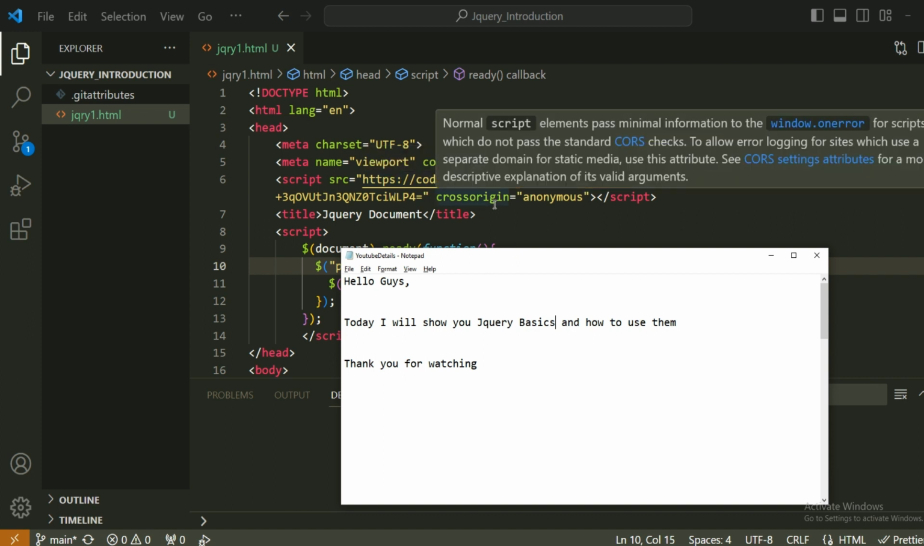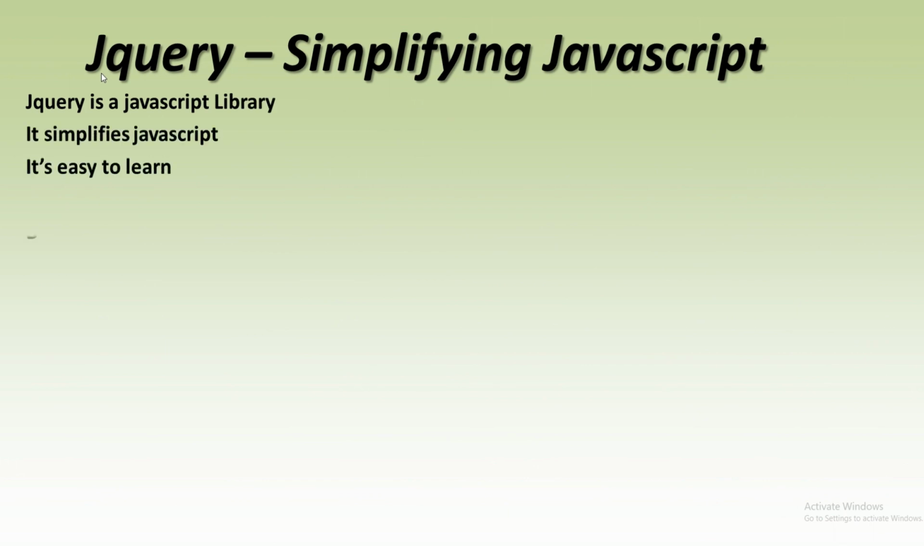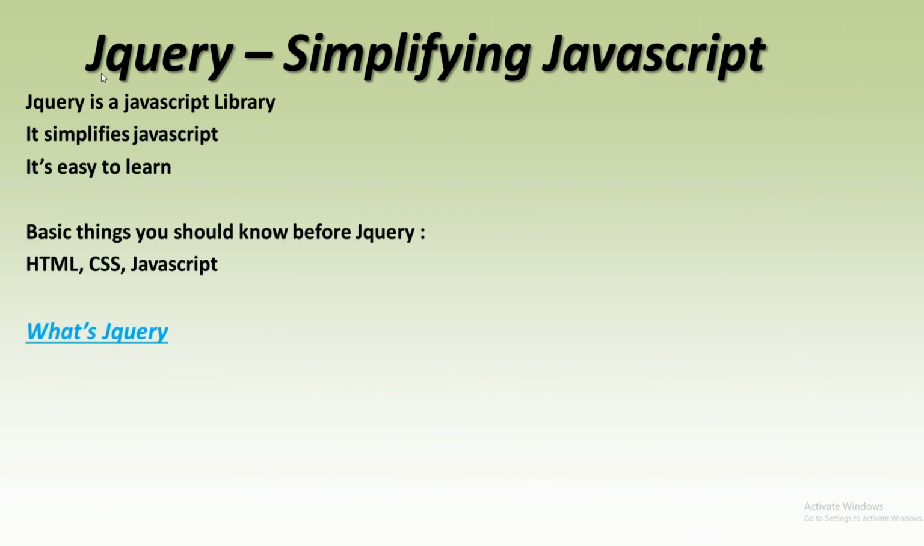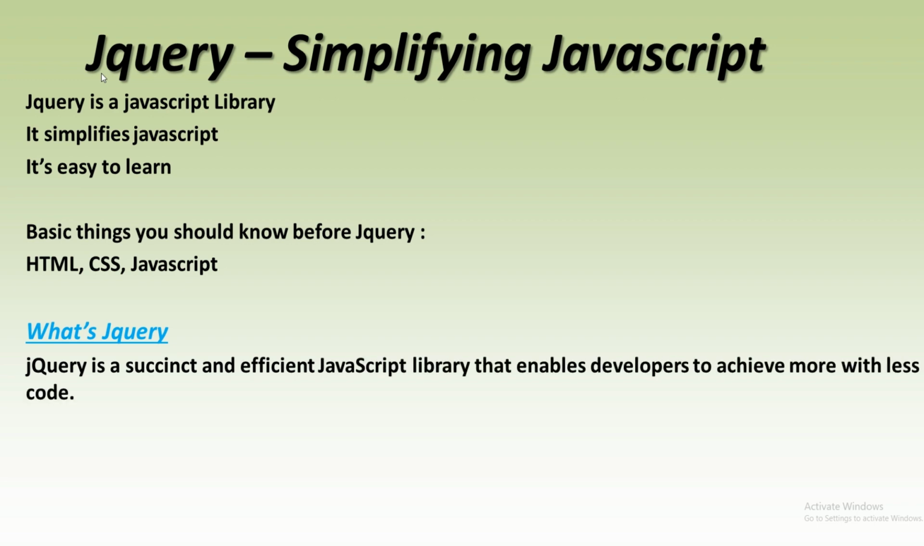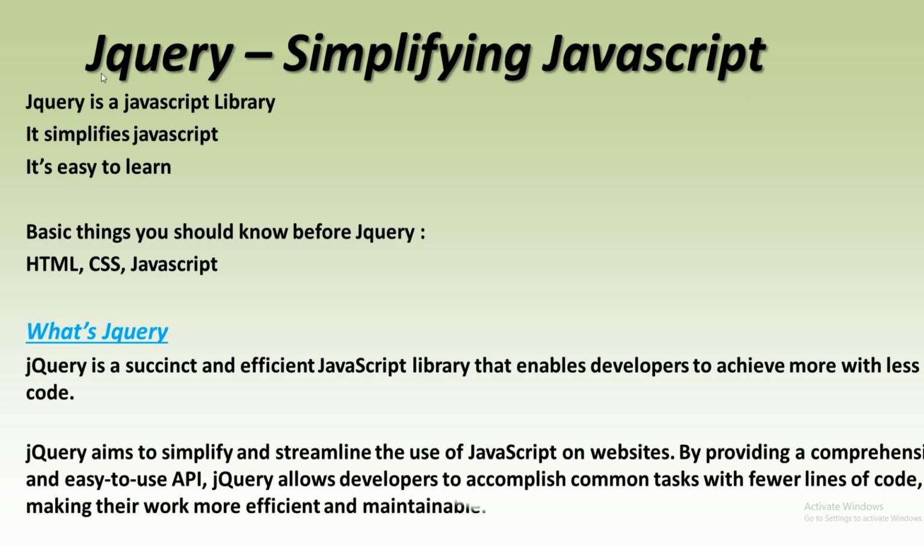So let's begin with the basics. jQuery simplifying JavaScript. So what is jQuery? jQuery is a JavaScript library and it simplifies JavaScript, is easy to learn, and the basic things you should know before jQuery are HTML, CSS, and JavaScript. With JavaScript, you may not know everything, but a little bit of it is definitely needed to understand jQuery. You need at least more than average knowledge of HTML, otherwise you won't be able to interact with the HTML controls. For CSS, an average knowledge would work in this scenario.